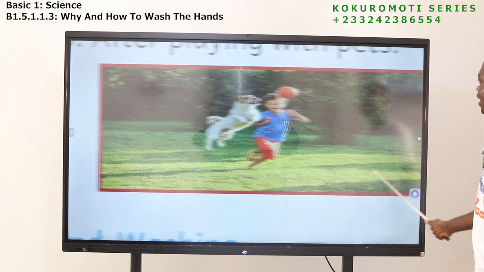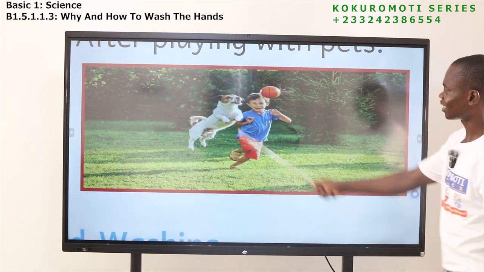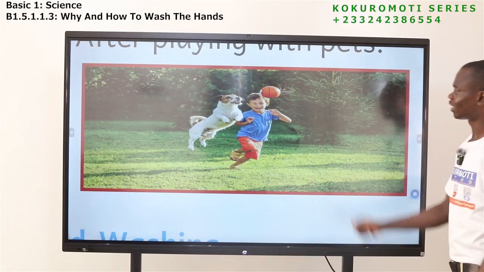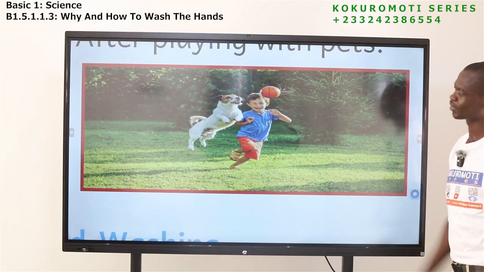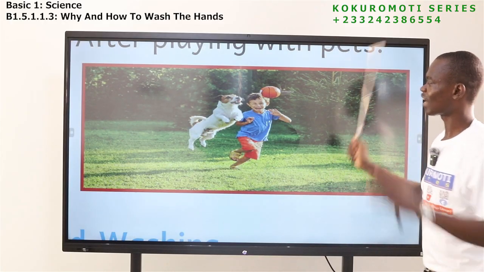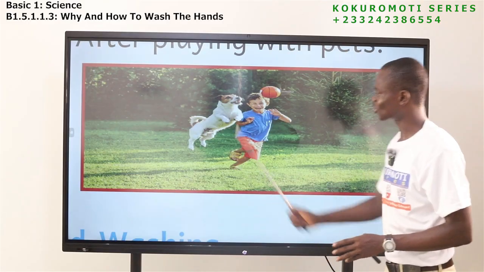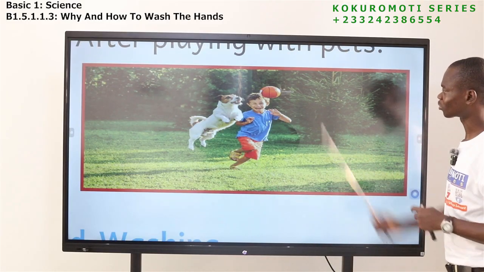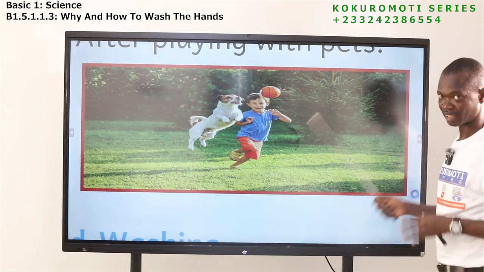Tell me what you see here. I can see a dog. I can see a boy and a ball. You see, all of them are happy. Look at the dog. The dog has jumped. The boy too is running after the ball. You see, they are playing.